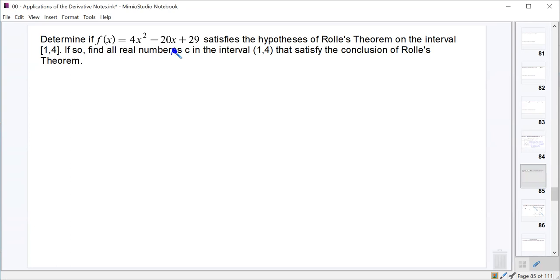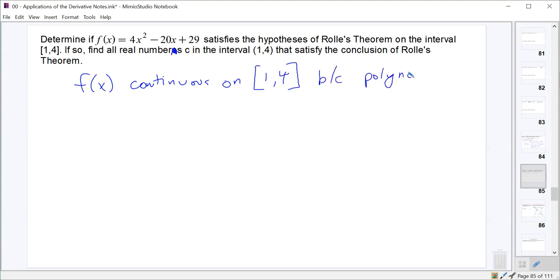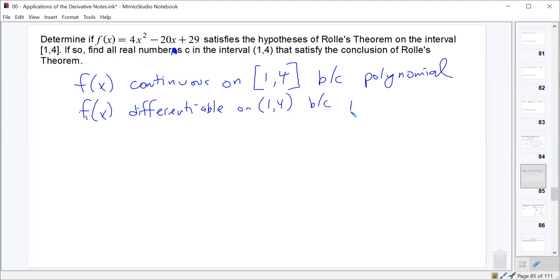So first off, we know that f of x is continuous on the interval 1 to 4 because it's a polynomial. And we know that all polynomials are continuous for all real numbers, and thus on 1 to 4 it must be continuous as well. We also know that f of x is differentiable on the open interval 1 to 4 for the exact same reason, because it's a polynomial.